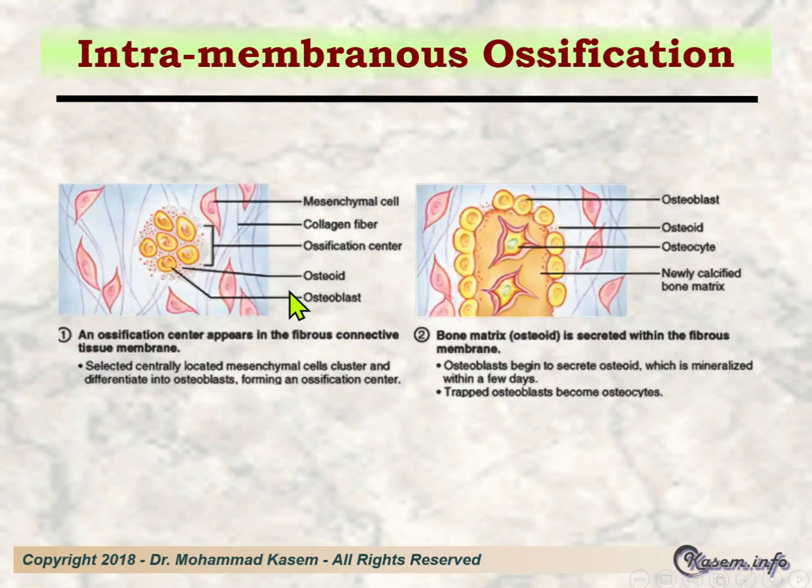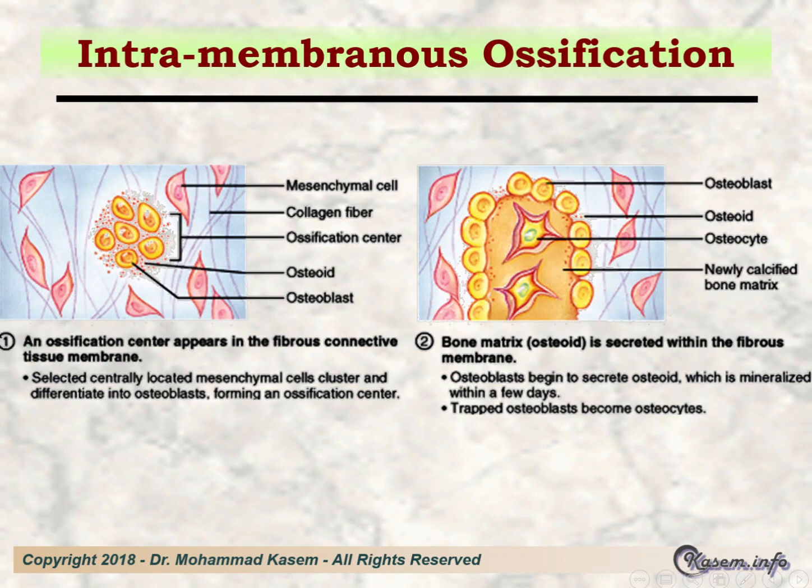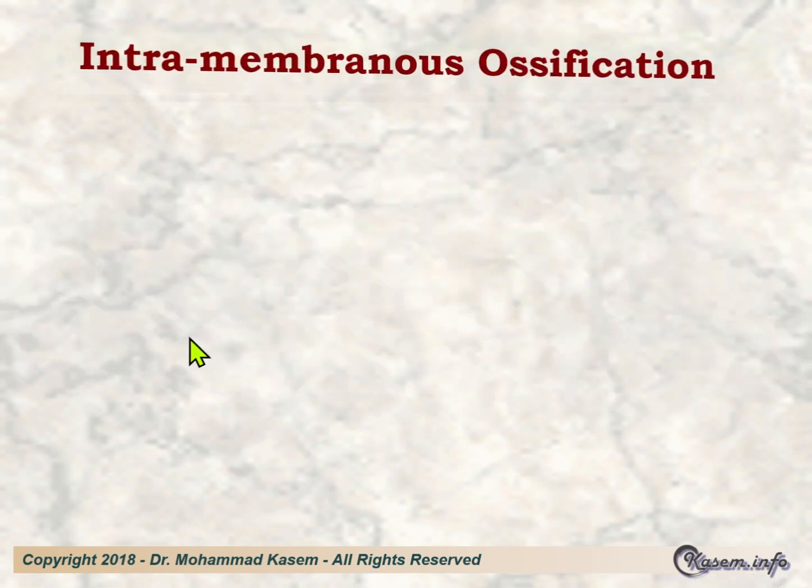Look at this diagram. Here in step number 1, you can see the center of ossification in intramembranous ossification. You'll find the mesenchymal stem cells, then forming what is called the osteoid around them. Then later on, the bone matrix, the osteoid, is secreted within the fibrous membrane, collecting the cells around the center, gradually differentiating to the next one.